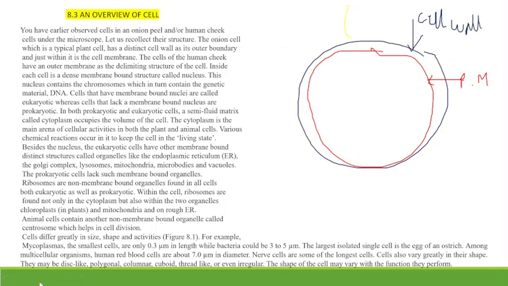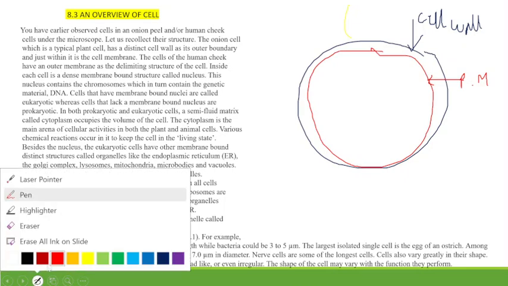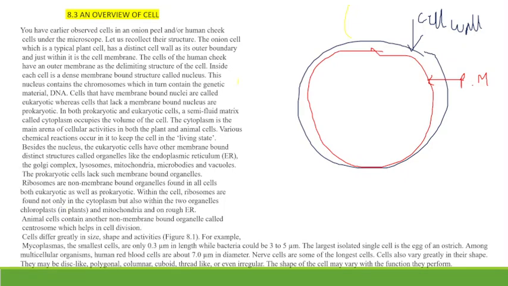Now let's see what the NCERT paragraph says. It has a distinct cell wall as its outer boundary, and just within it there is a cell membrane. The cells of a human cheek have an outer membrane as the delimiting structure of the cell. Inside each cell, a dense membrane-bound structure called the nucleus is present.